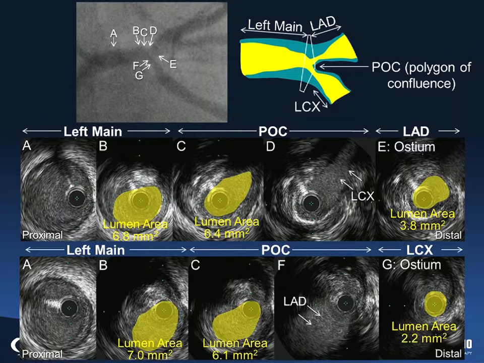Shown in panel C, the minimum lumen area in the POC was measured as 6.4 square millimeters in the LAD pullback and 6.1 square millimeters in the left circumflex pullback.